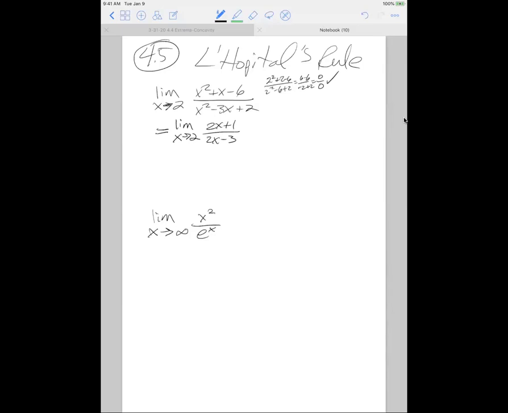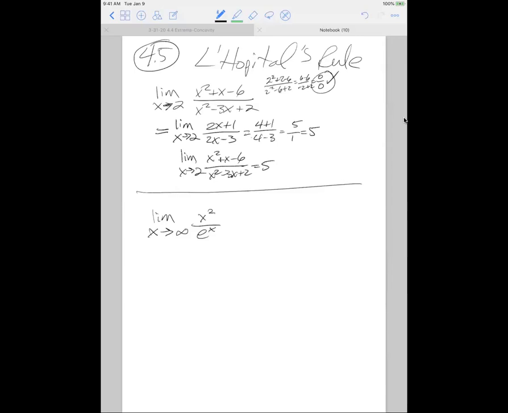In this situation, plug in 2, you get 4 plus 1 over 4 minus 3, which is 5 over 1, which is 5. Therefore, the limit as x goes to 2 of x squared plus x minus 6 over x squared minus 3x plus 2 is equal to 5. And that is using L'Hopital's rule for the 0 over 0 indeterminate form.